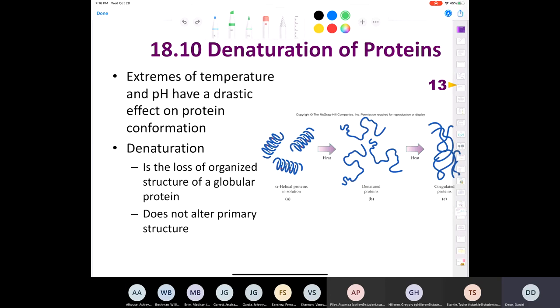Now, I'm not going to ask you to draw the reaction of what happens when a dehydration occurs. But if you have an extreme temperature or pH, and you expose your protein to that, it's going to cause the loss of the organized structure, okay? It doesn't alter primary structure, right? That would be breaking the covalent bond. But you see how the alpha helix is all organized? If you heat that up high enough, it's going to denature it, right? Why would that be?